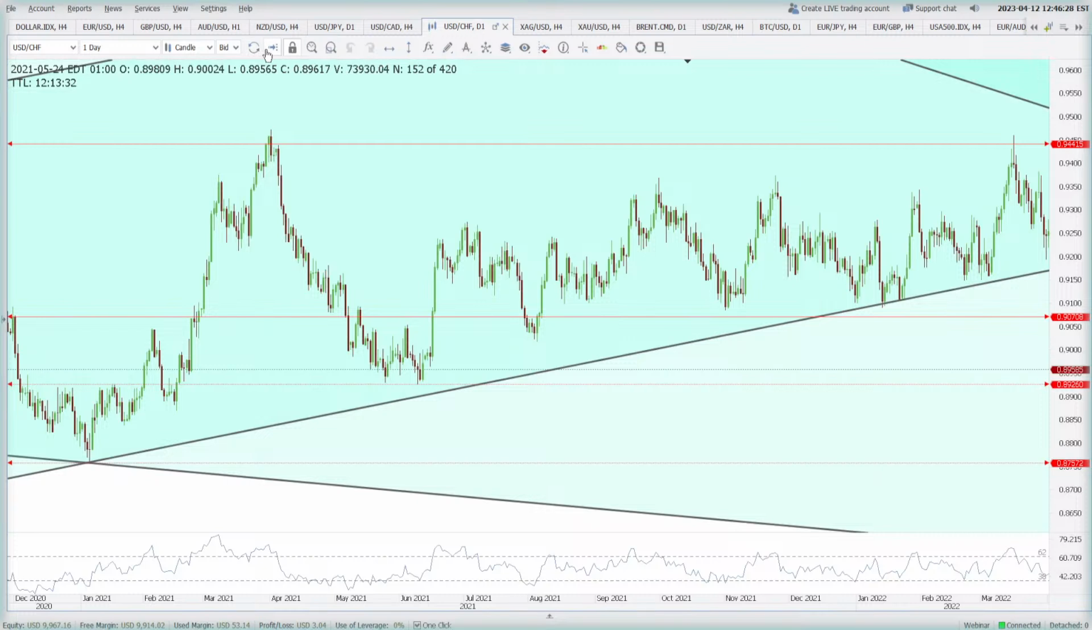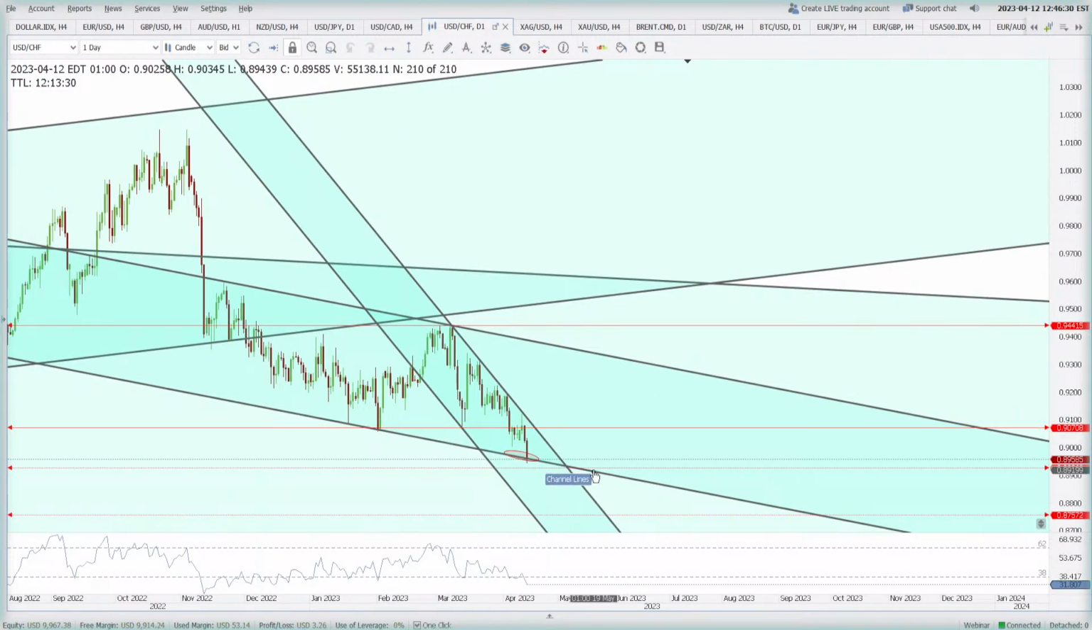All right, so the levels to watch: on the higher side 0.9070, on the lower side immediate support 0.8926, but expect the price to reach 0.8757 also in this market.